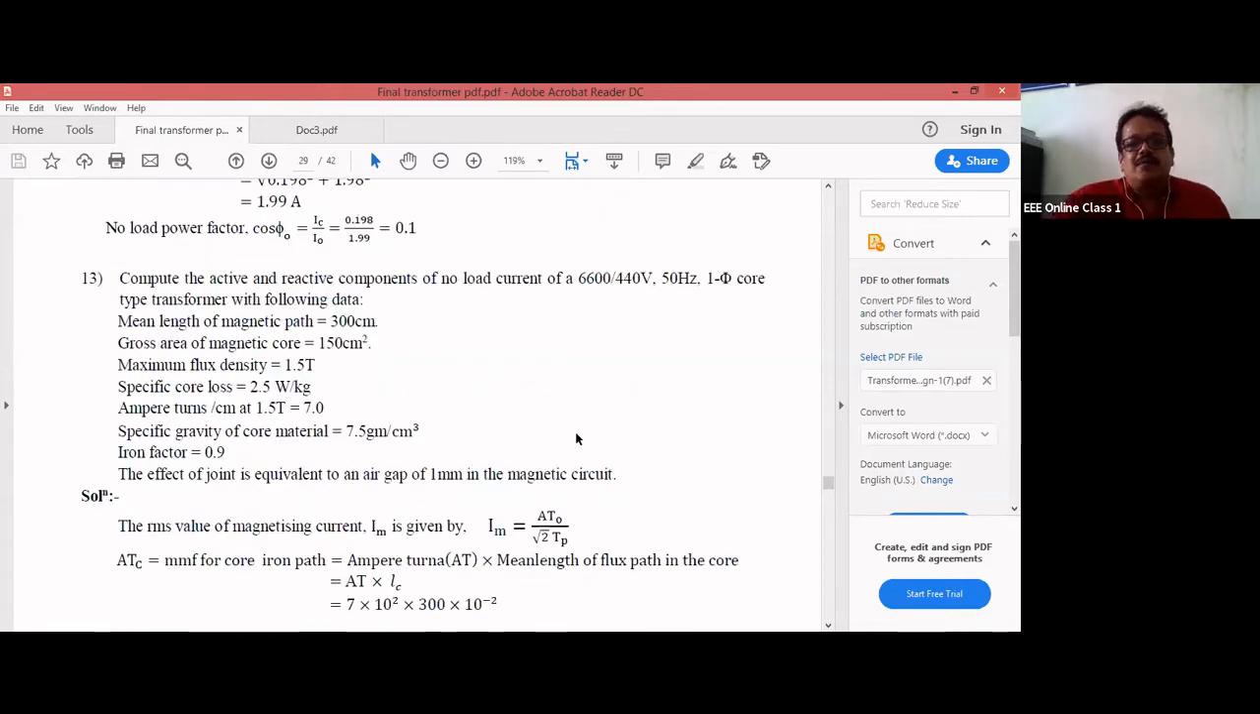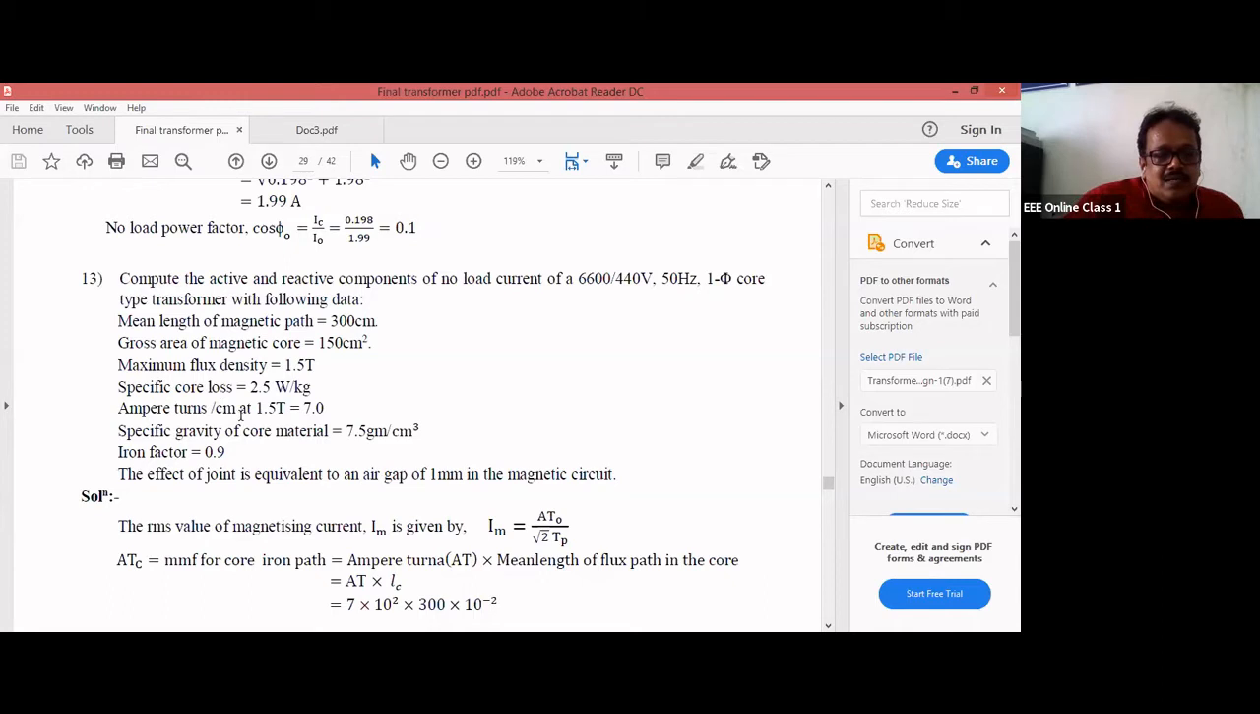Once again, I can see the problem here, the 13th problem. Compute the active and reactive components of no load current of a 6600/440 volt, 50 hertz, single phase core type transformer with the following data. Mean length of flux path 300 centimeter, cross area of the core AGI 150 centimeter square, maximum flux density BM 1.5 T, specific core loss 2.5 watts per kg, and ampere turns per centimeter.